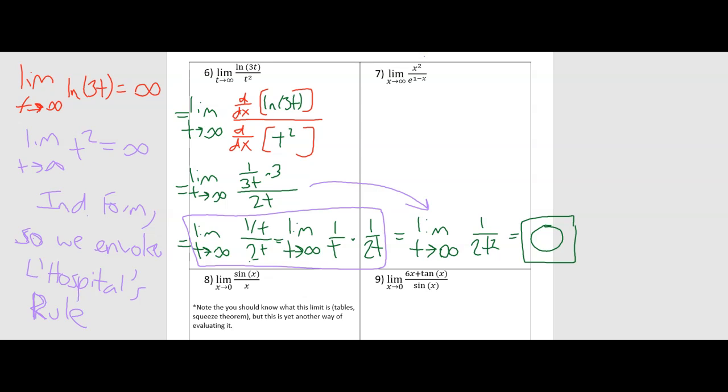All right, we are going to jump to number 11, I believe. That's going to be our last one.